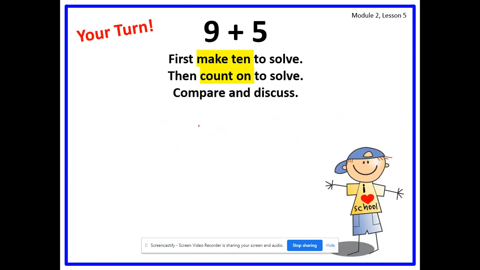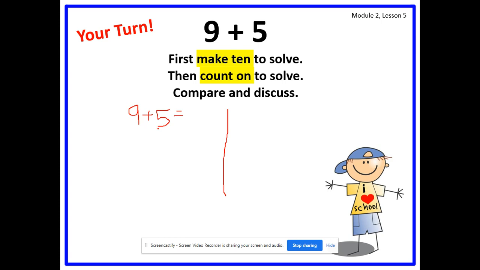Here's another one. Go ahead and erase your whiteboards, and if you have a paper, go ahead and find the next blank space. Let's divide it in half and press play when you're ready. Ready? So let's write our expression on this side. 9 plus 5 equals, let's make 10 to solve first.